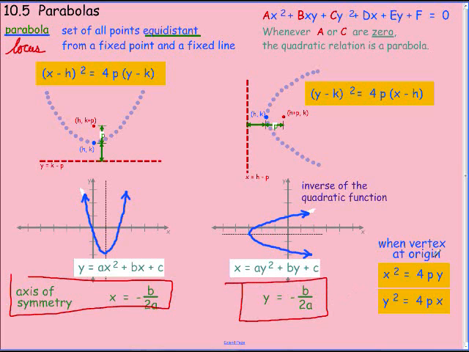When the vertex is at the origin, everything gets so much simpler. It's just x squared equals 4py, and y squared equals 4px. So this is something we never paid attention to before because we were never measuring. We never even talked about the focus. Now we talk about the focus and we measure the distance from the vertex to the focus and we say that's P, and it is so important that we include it in our equation.